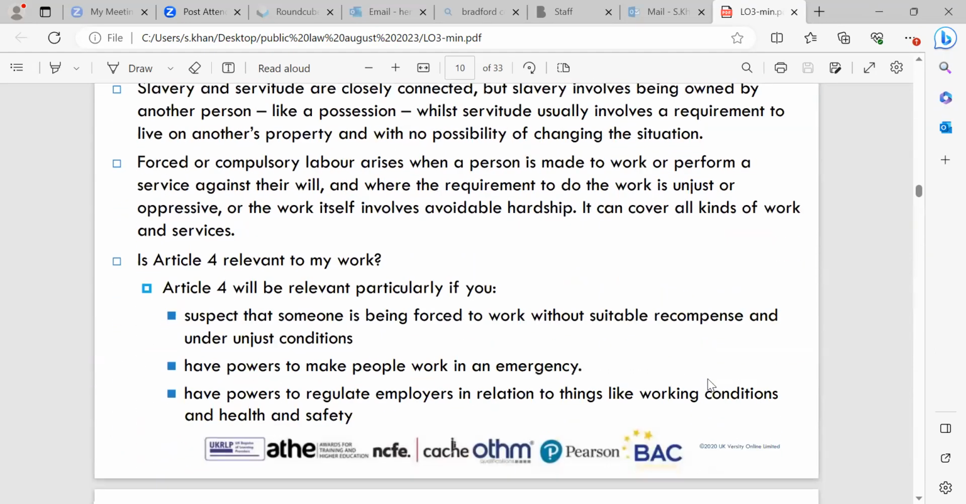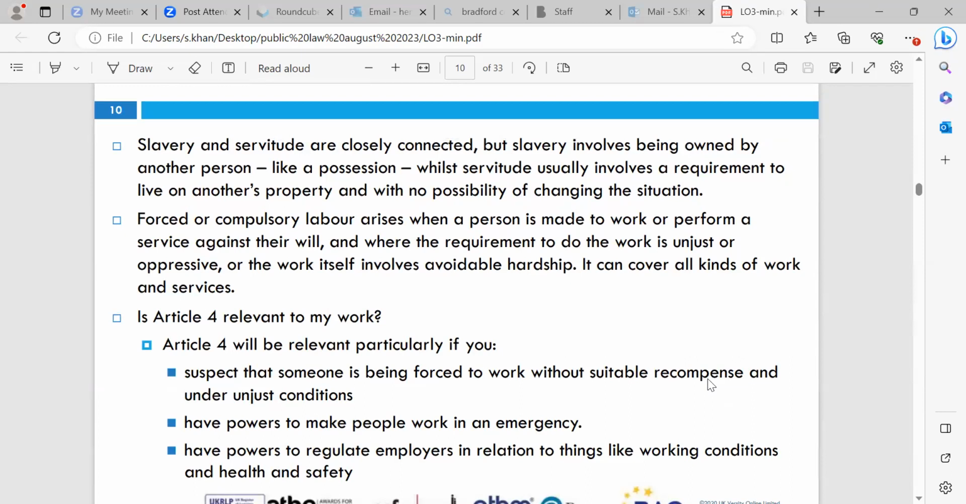So when we look at Article 4, keywords and meanings: slavery and servitude are closely connected, but slavery involves being owned by another person like a possession, while servitude usually involves a requirement to live on another person's property and no possibility of changing the situation. Forced or compulsory labour arises when a person is made to work or perform service against their will, and where the requirement to do the work is unjust or oppressive, or the work itself involves avoidable hardship. It can cover all kinds of work and services.